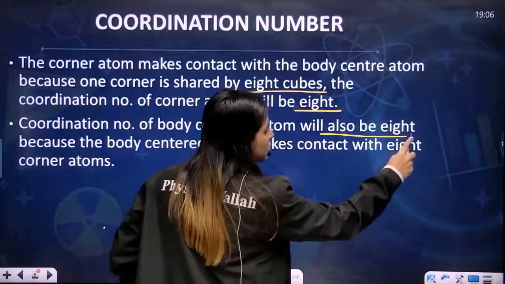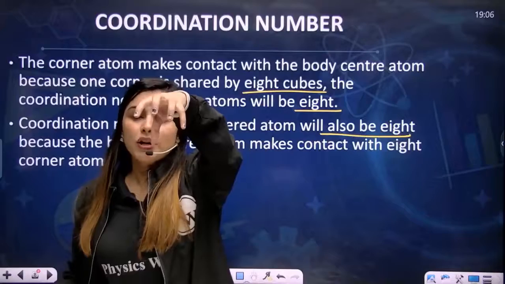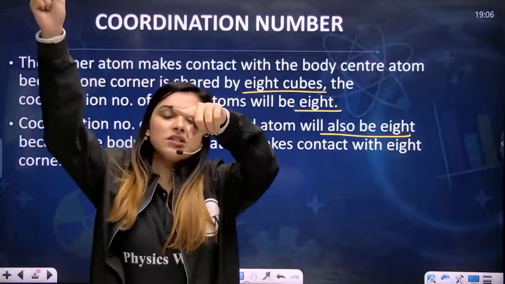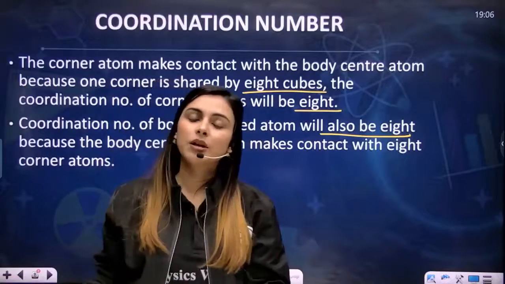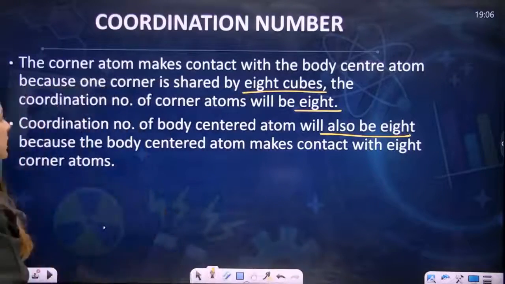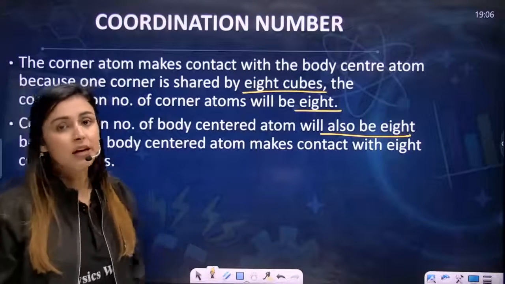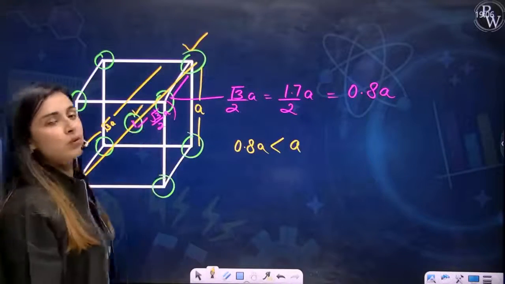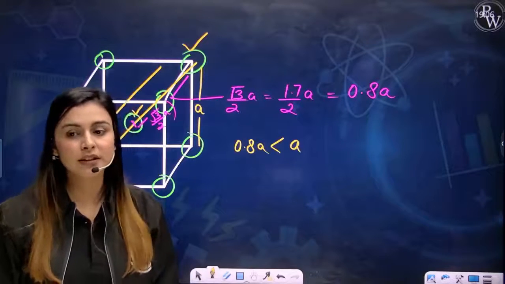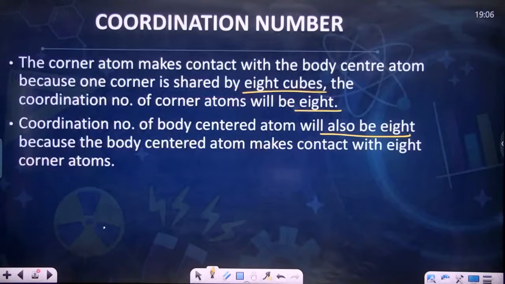If you are asked to calculate the body centered coordination number, what will you say? It will be at a distance of root 3a by 2 to each corner, and how many corners does a cube have? 8. So the coordination number for that would also be 8, because the body centered atom makes contact with 8 corner atoms. So you might have been asked the coordination number for this atom or this atom. Both will be equal to 8. I hope you're clear with this. Perfect, my dear students. If you want to draw this, you can draw this, and if you want to write this part, you can write it.